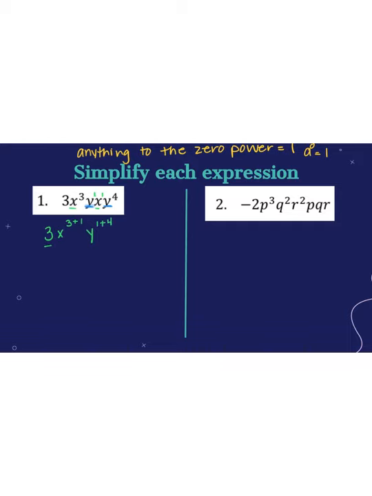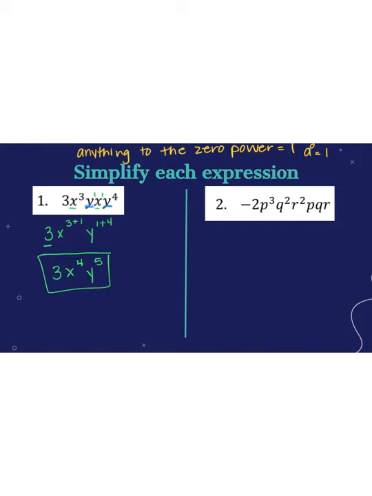Okay, my number out front is going to stay the same because I have nothing that I can multiply it with. So my 3 stays a 3. For my x, I have x to the 3 and x to the 1. That's going to be x to the fourth. And I have y to the first plus y to the fourth. So that's going to be y to the fifth. So that's going to be my final answer.